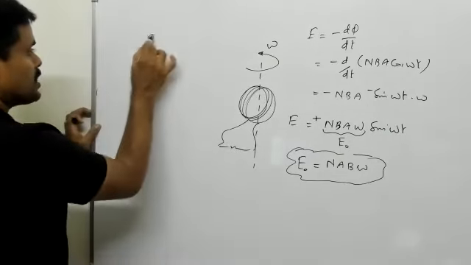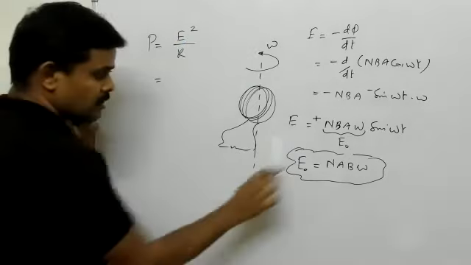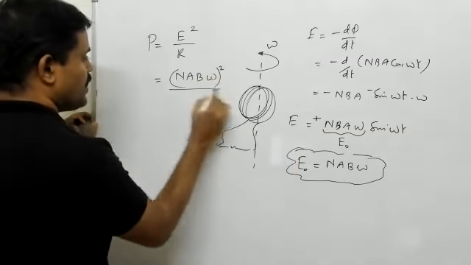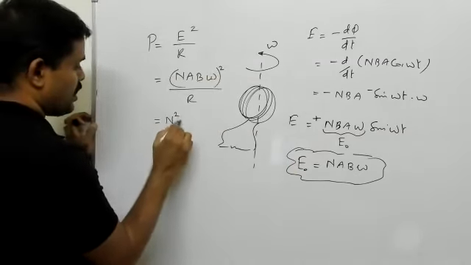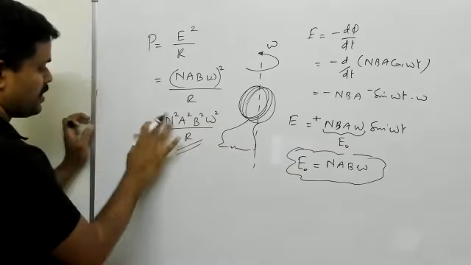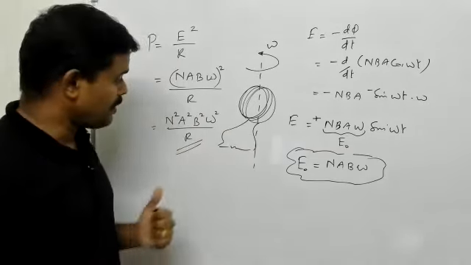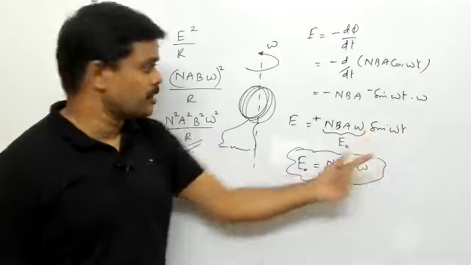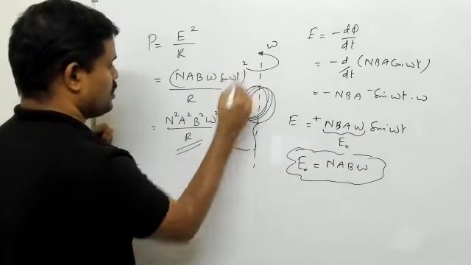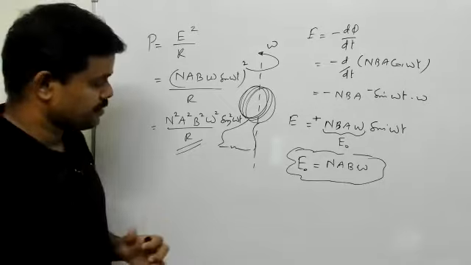Power dissipation is also asked. Power dissipation is easy to find out. E square divided by R. We have done this many times now. So here NAB omega the whole square divided by R. That makes it N square A square B square omega square by R. That will be the maximum power dissipated. But if they say power dissipation, sin omega t is also to be used. So NAB omega sin omega t the whole square, so it is sin square omega t. That will be the power dissipated.